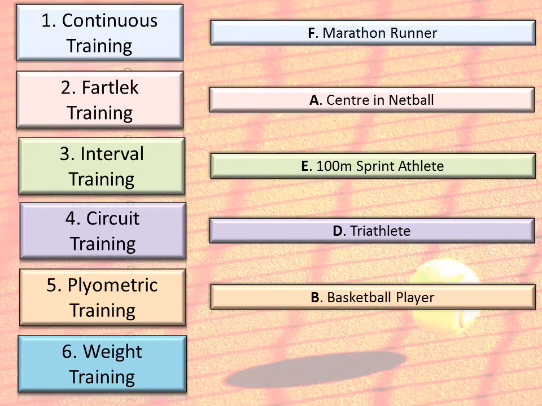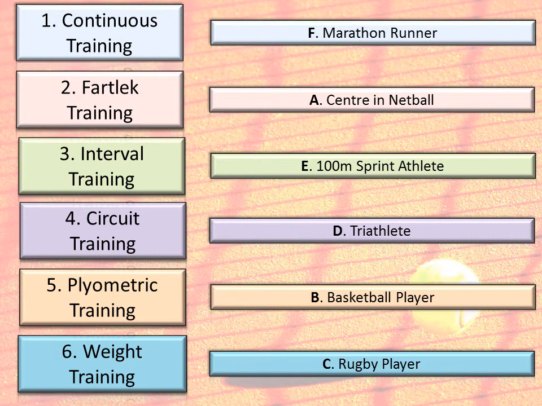Plyometric training would be a basketball player. As we know, plyometrics, getting that explosive power, and basketball players obviously need a lot of explosive power in order to reach the basket. And then your resistance training would be your rugby player, where they've got to try and push against a given resistance in a game. Obviously the opposition are going to be that resistance when they're trying to tackle you.